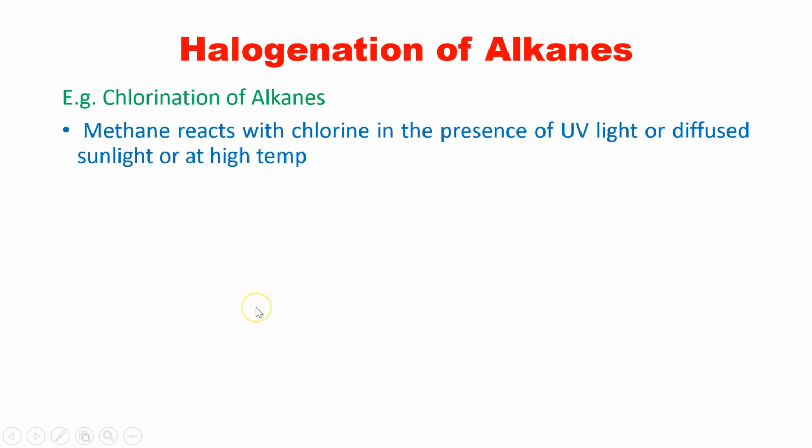So what happens in the case of halogenation of alkanes? Alkanes simply react. Suppose, for example, I take methane. The methane molecule will react with chlorine in the presence of UV light or at high temperature, and it will form methyl chloride plus HCl.